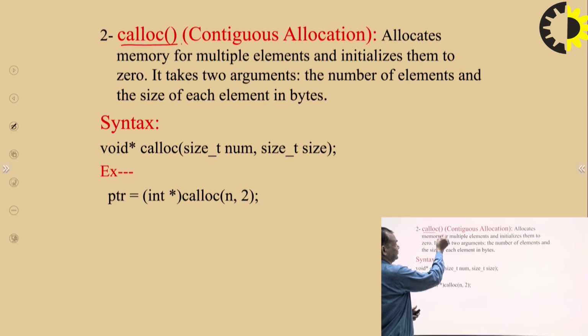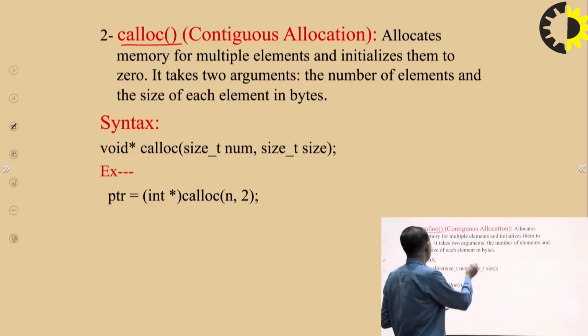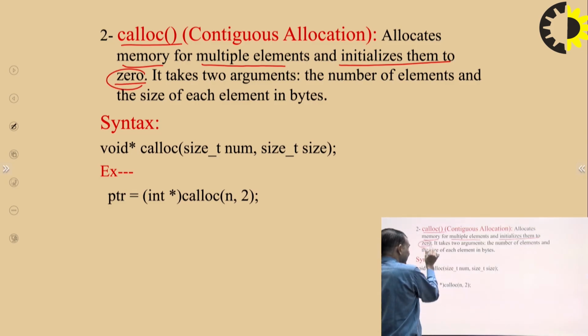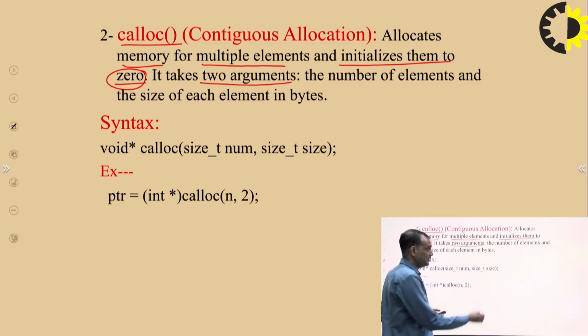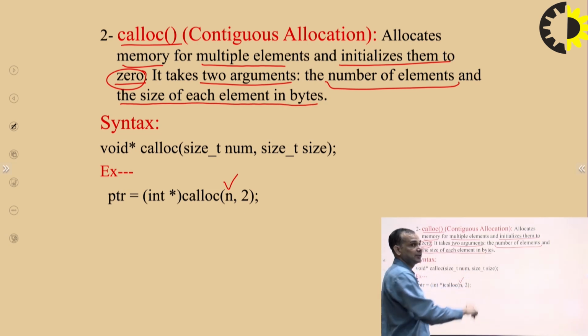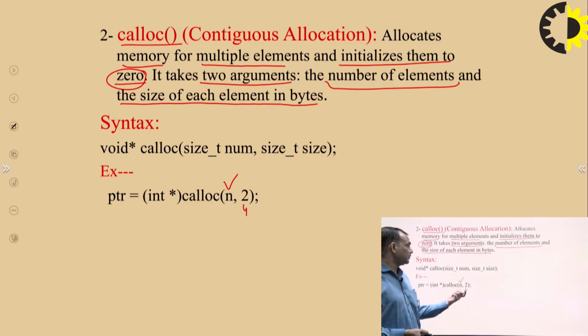The second one is calloc, meaning contiguous memory allocation. The difference between malloc and calloc is that it will not contain garbage values. It allocates memory for multiple elements and initializes them all to 0. It takes two arguments. The first one is the number of elements, and the second one is the size of each element in bytes, suppose 2 or 4. So when we use calloc, it contains two arguments: the number of variables and the size of each variable.